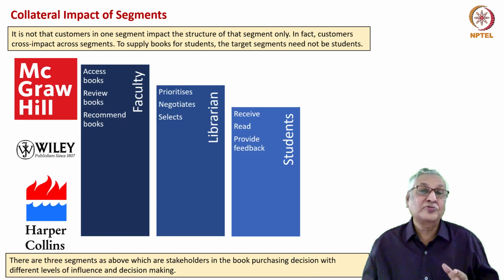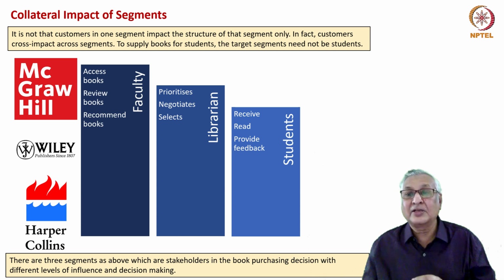Let's look at how the segments have collateral effect. The user need not always be the purchaser. It is certainly not that customers in one segment impact the structure of that segment only. In fact, customers cross impact across segments. To supply books for students, the target segments need not necessarily be students. So we have got firms such as McGraw-Hill, Wiley, HarperCollins, who may have lots of educational books, academic books, which they would like to sell.